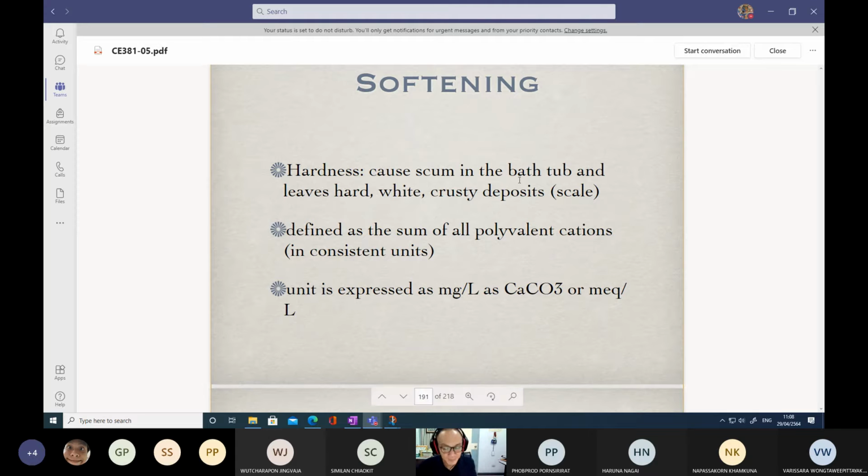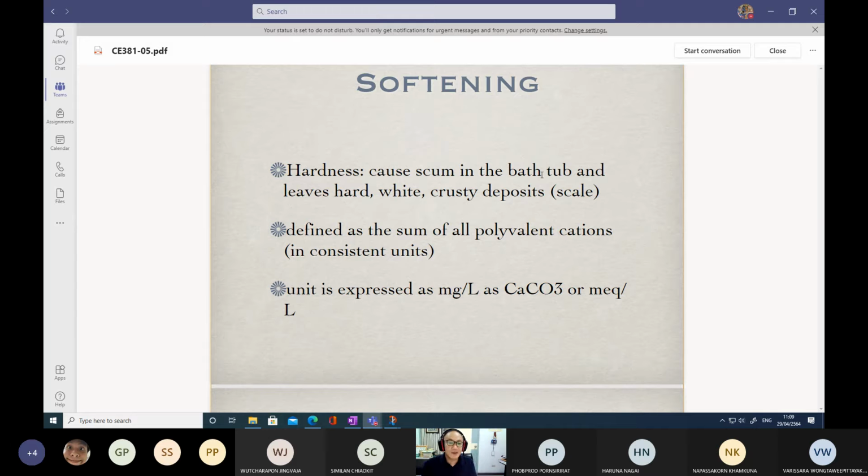We can use resins to remove the hardness, because we know that the hardness originates from the dissolved polyvalent cations, especially calcium and magnesium. So if we could remove the calcium and magnesium, we can say that the hardness is also removed accordingly, because the hardness originates from the presence of the polyvalent cations.